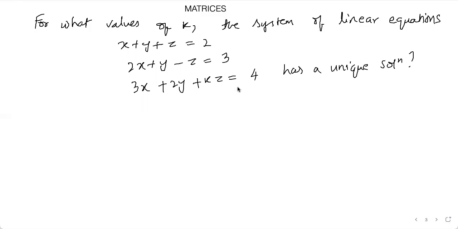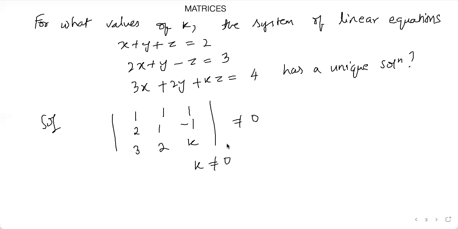For unique solution, the determinant should not be equal to 0. So corresponding to x, it is 1 for the first one. This is 1 and again 1, right? This will be 2, 1, minus 1, 3, 2, and k, which is not equal to 0. So k is also not equal to 0.